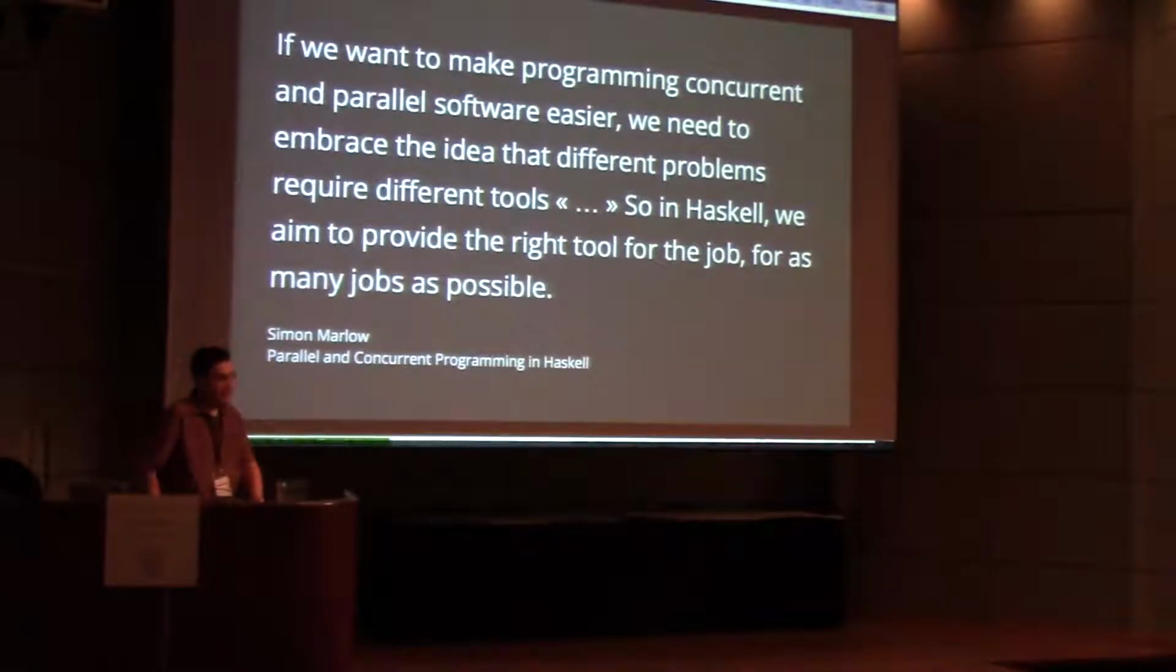And the philosophy of concurrency in Haskell is best put by Simon Marlow in his book, where he says: if we want to make concurrent and parallel programming easier, where easier means less complicated or less difficult, because it's still difficult, we need to embrace the idea that different problems require different tools. So in Haskell, we aim to provide the right tool for the right job, for as many jobs as possible. I think that's a really good philosophy to stand by, and I support that all the way.